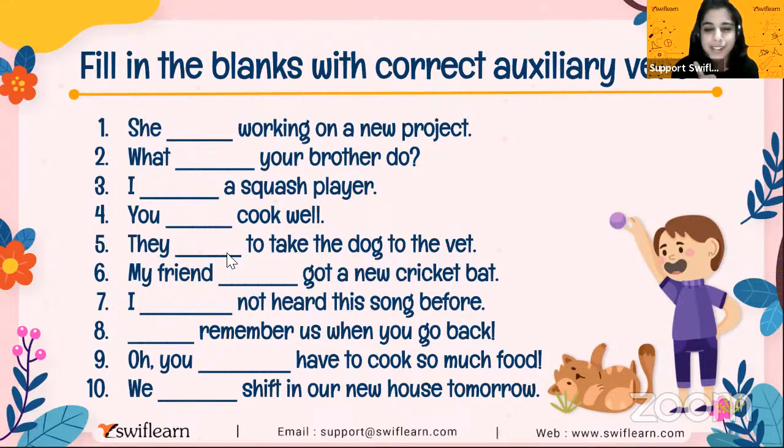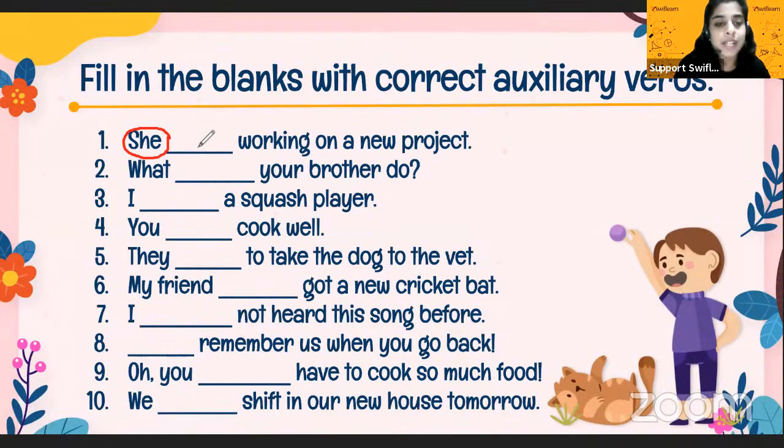Let's start the quiz. First one: she dash working on a new project. What should I write here? You know that your verb has to come here according to the subject. The subject is singular, so you have to choose the verb according to it. Tell me what will come here. Quickly tell. Don't worry about the tense. The tense can be present or past, any. What should I write here? Who will give me the answer?